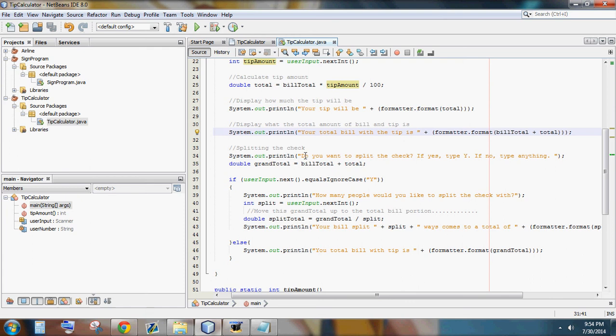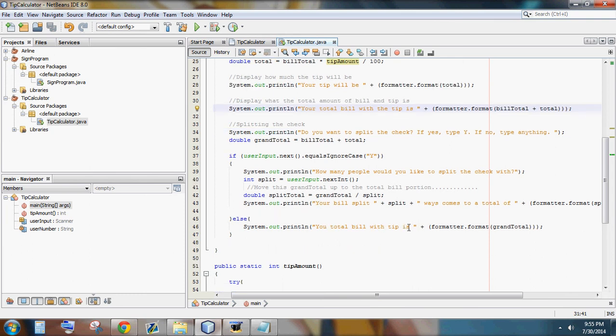And then right here it asks you, do you want to split the check? If yes, type yes. If no, type anything. So type Y if you want to split the check. If you type anything else other than Y, it'll end the program and skip down to here. Your total bill with the tip is $120. But if you do want to split the check, you type yes. How many people would you like to split the check with?